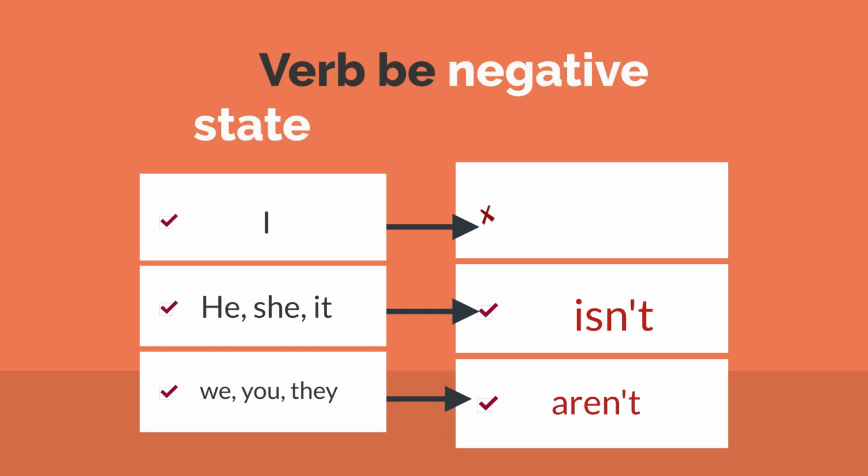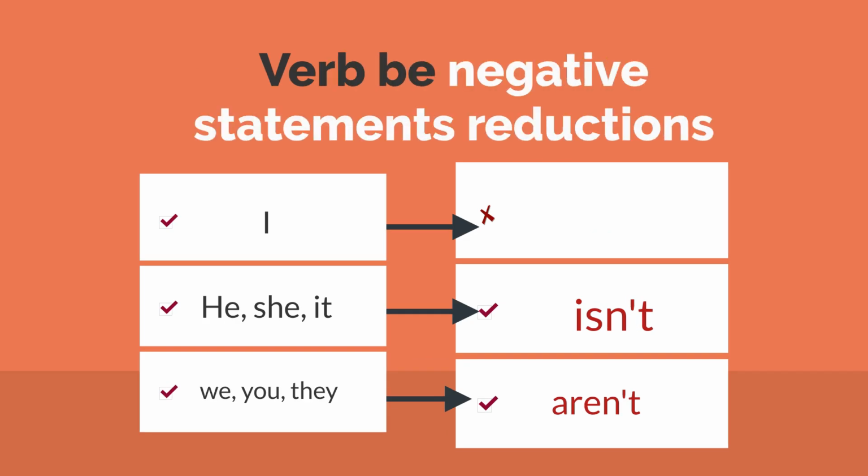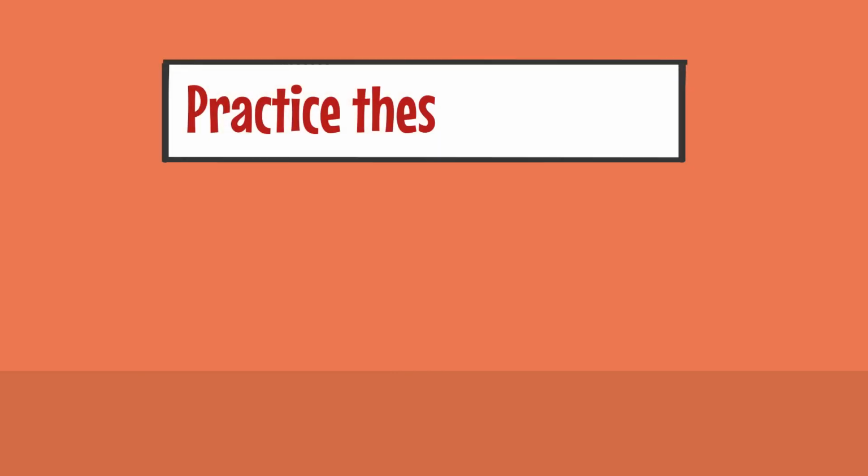Verb be negative statements reductions. I am does not have a reduction. He isn't. She isn't. It isn't. We aren't. You aren't. They aren't. Practice these sentences.